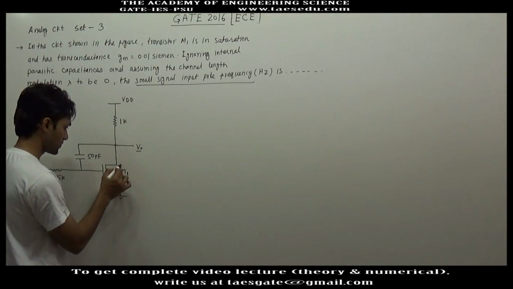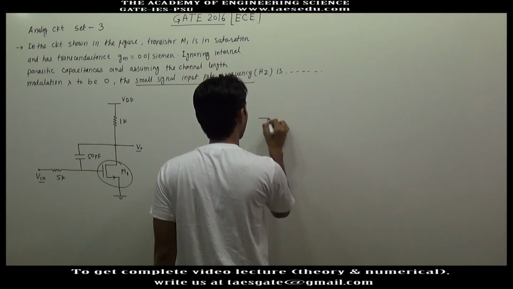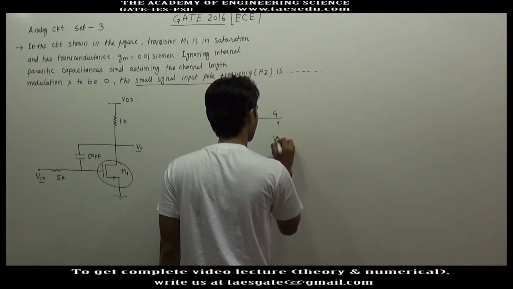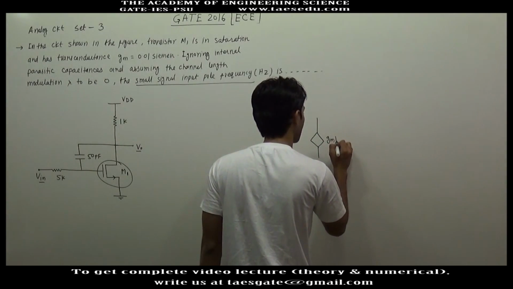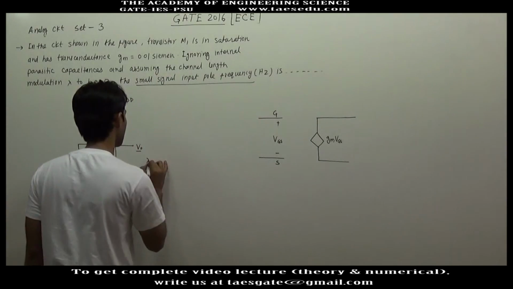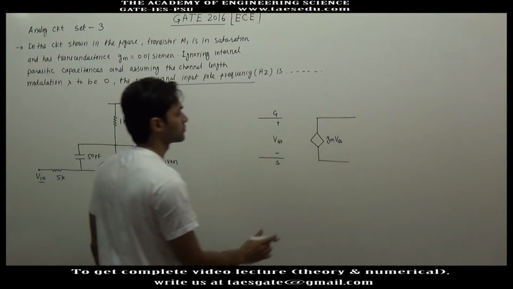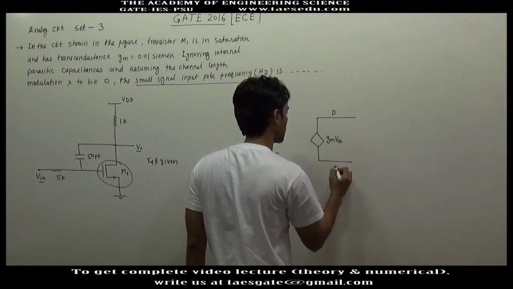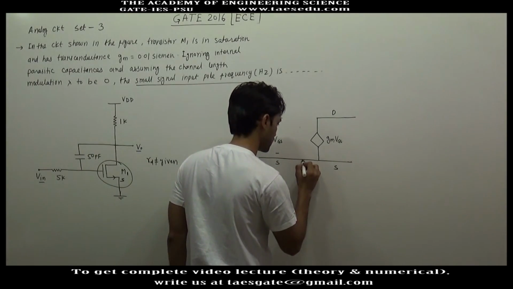For the AC model, we'll first draw the AC model of this transistor. In the AC model we will have this is G, this is S, and here we will have VGS, a voltage dependent current source. This is GM into VGS. RD is not given, so we will take it as infinite, and we will not draw any resistance here. This is drain, this is source, and source is connected to ground.